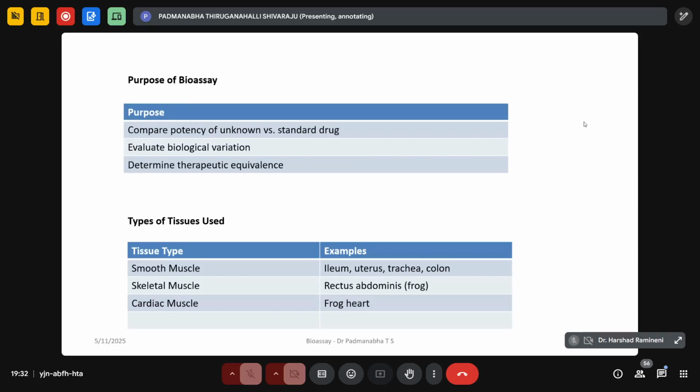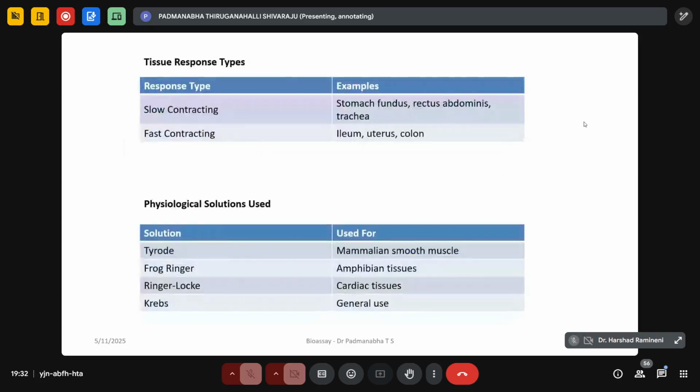What were the types of tissue? We had smooth muscle, skeletal muscle, and cardiac muscle, and examples are the ileum, rectus abdominis, and frog heart. Then what are the two types of responses we are seeing? Slow contracting and fast contracting, and these are the tissues for the slow and fast contracting responses.